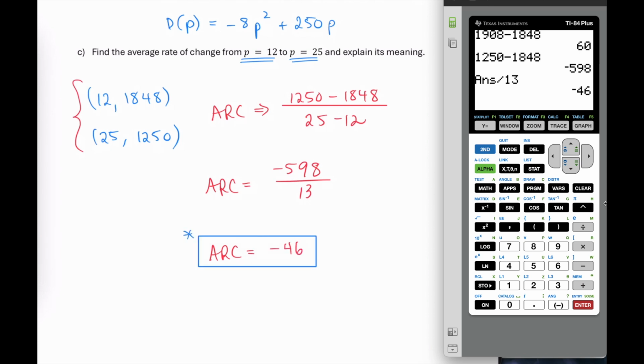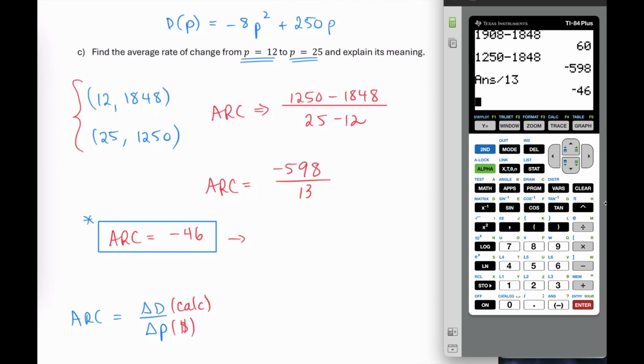And again, we're going to use the fact that the average rate of change was calculated by looking at the change in demand in ratio to the change in price, and then copy-paste the units for measuring demand, which is by calculator, and the units for measuring the price, which is dollars. So now we can turn this average rate of change into a fraction, negative 46 over 1, where the numerator is measured in calculators, because that represents the change in demand, and the denominator is measured in dollars because that represents the change in price.